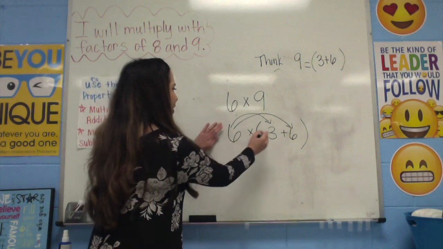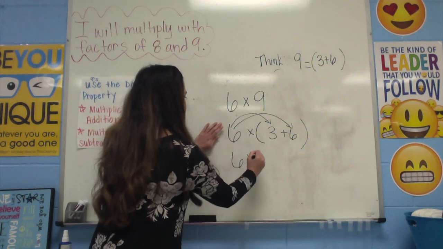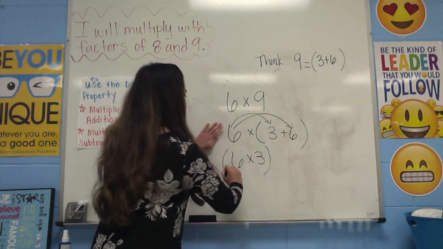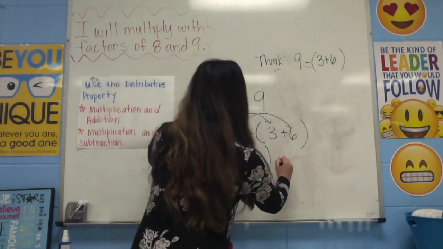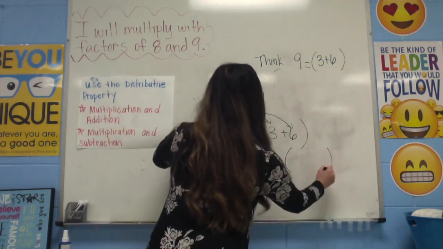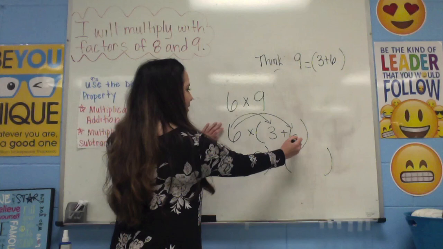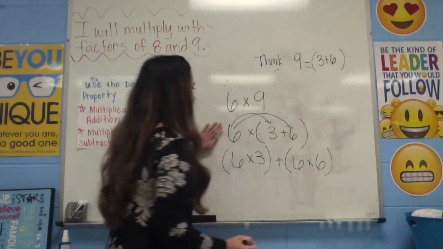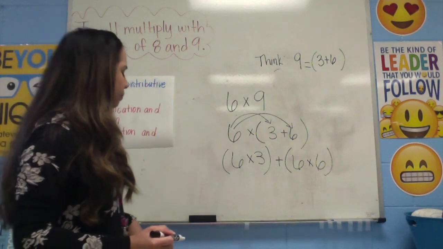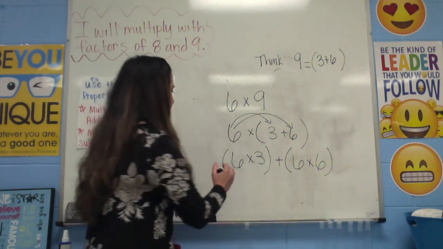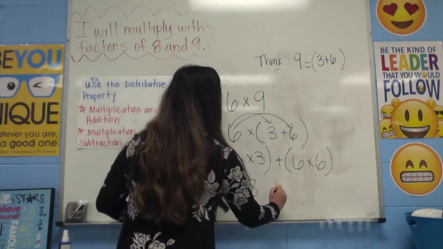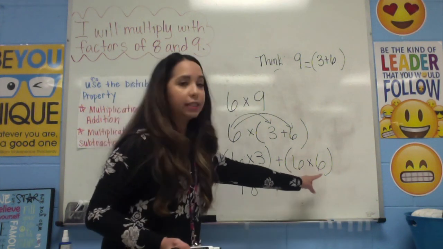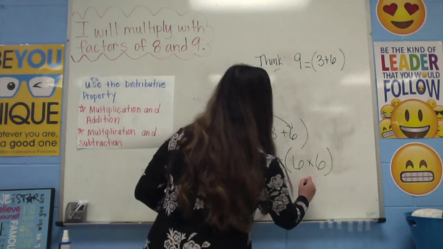Now we take the 6 and we multiply it by each add-in, each number. Okay, so 6 times 3, put it in parentheses, plus 6 times the second number, 6 times 6. Okay, now let's multiply. In parentheses, 6 times 3 is 18. 6 times 6 is 36.